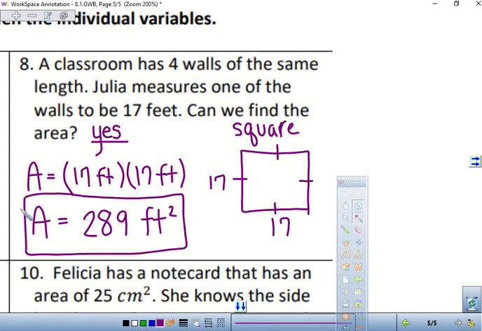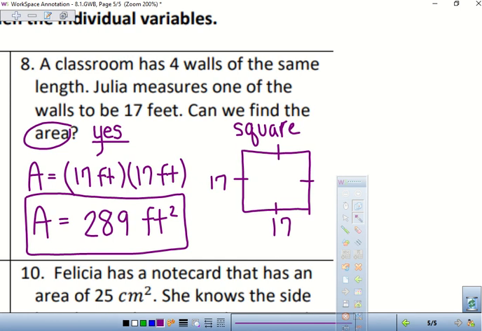So is everyone good with that calculation, with the square? Figuring out why it's a square? Because all 4 sides are the same length. And they asked about area. Alright, are you ready for number 9?